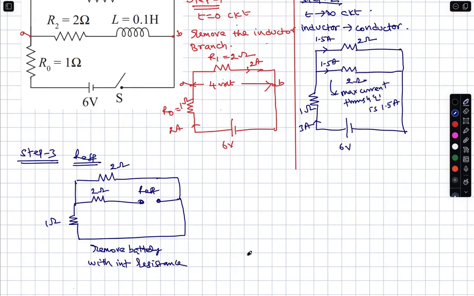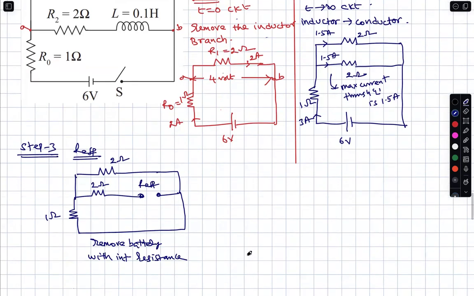Remove the battery with its internal resistance. Now you need to find R effective. Can you please help me in writing R effective? R effective is 1 and 2 in parallel, and that combination in series with 2 ohms. So 2 plus (1 times 2) by (1 plus 2), that is 2 plus 2 by 3, which is 8 by 3 ohm.